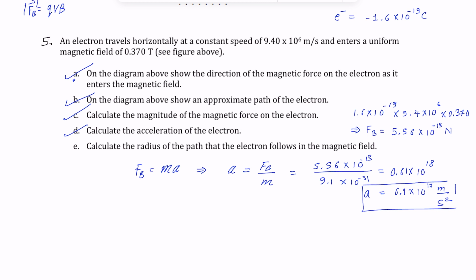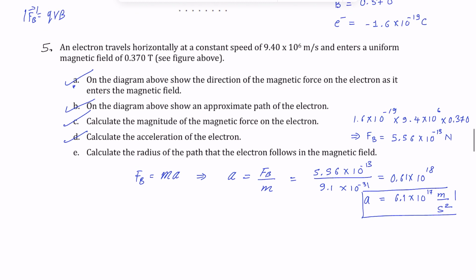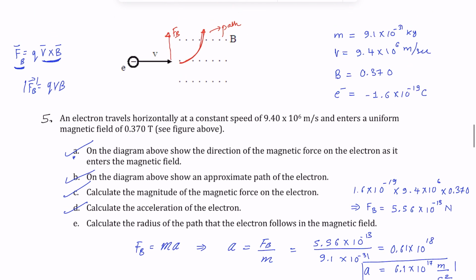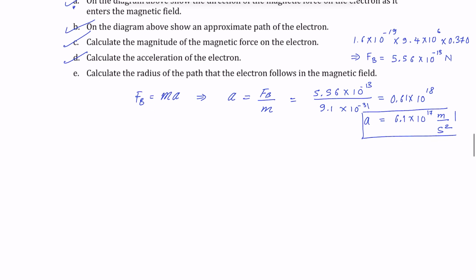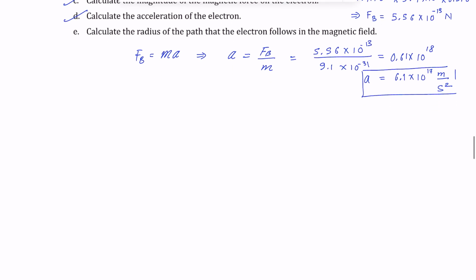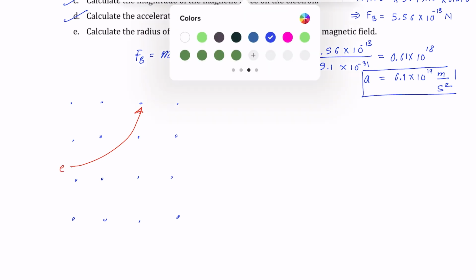Now it says calculate the radius of the path that an electron follows in the magnetic field. This is turning out to be a very good question that you should really do yourself. So I'm going to make the diagram once again. You've got the magnetic field here like that, and the electron goes like so.